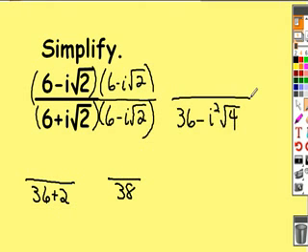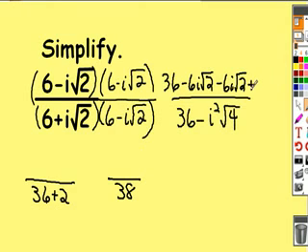Now, go back here and FOIL the numerator. First, outer. Notice the 6 is outside the radical, but the 2 is inside, so when you multiply you put them together, but you don't actually multiply. Same thing here. And last, and remember i squared is -1 times 2, so it should be minus 2. So 36 minus 2 is 34.